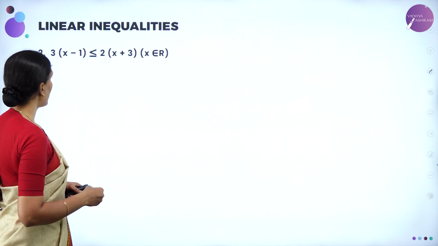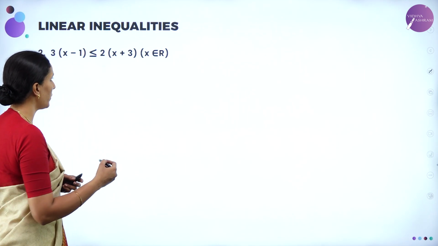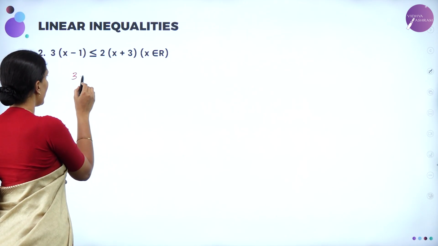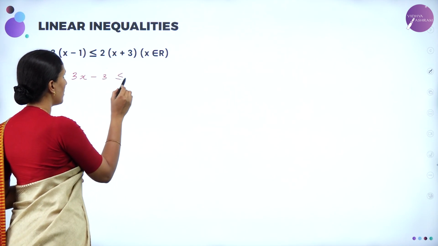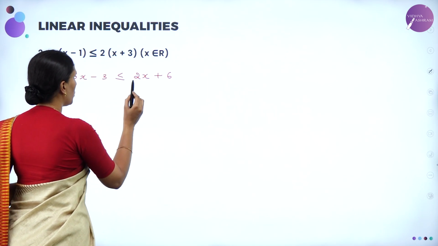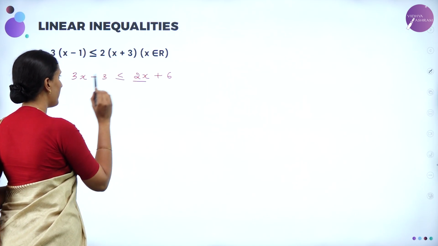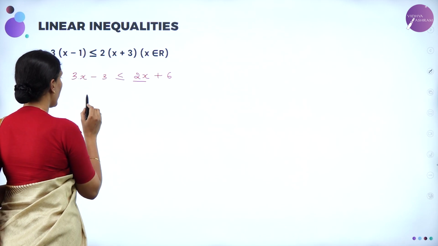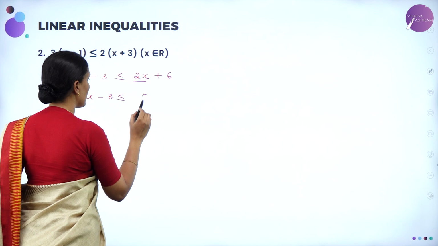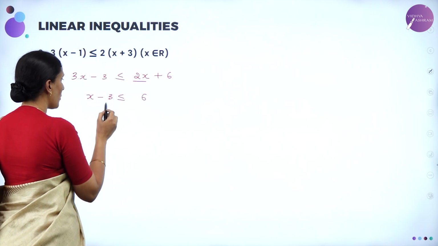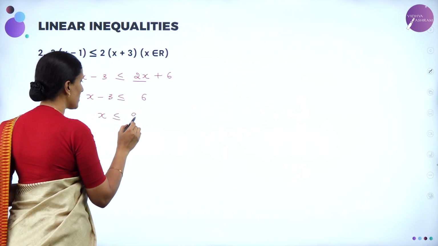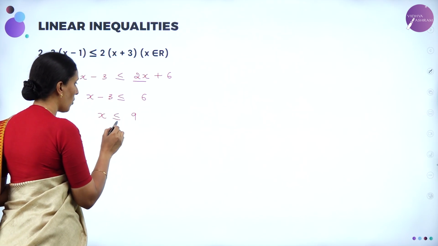Next, 3 into x minus 1 less than or equal to 2 into x plus 3. So first let us solve the inequation here. 3x minus 3 less than or equal to 2x plus 6. Now, I will remove 2x on both sides. To remove that, subtract 2x. 3x minus 2x is x. 2x minus 2x cancels. I don't want minus 3 here, so add 3. When you add 3, it cancels, and here it becomes 9. So x is less than or equal to 9.